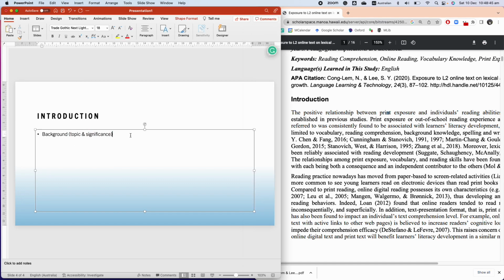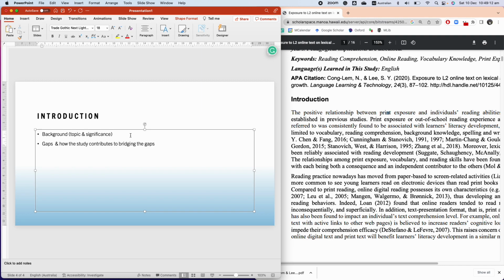Okay, the next thing is we need to point out the gap, because the introduction is where you set the stage. You problematize something that you want to investigate, so it's important to point out the gaps. And then you show how this study contributes to bridging the gap.